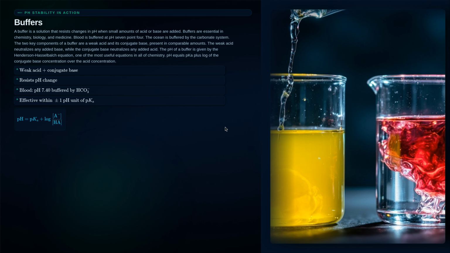The two key components of a buffer are a weak acid and its conjugate base, present in comparable amounts. The weak acid neutralizes any added base, while the conjugate base neutralizes any added acid. The pH of a buffer is given by the Henderson-Hasselbalch equation, one of the most useful equations in all of chemistry. pH equals pKa plus log of the conjugate base concentration over the acid concentration.